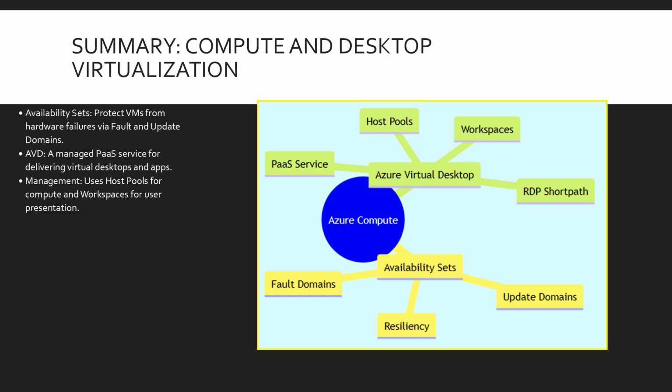Our final mind map brings it all together. The central node, Azure Compute, branches into availability sets and Azure Virtual Desktop. Under availability sets, we recall fault domains and update domains for resiliency. Under AVD, we recall it is a PaaS service composed of host pools and workspaces, utilizing features like RDP shortpath. This provides a complete mental model of the reliability and virtualization services we discussed.